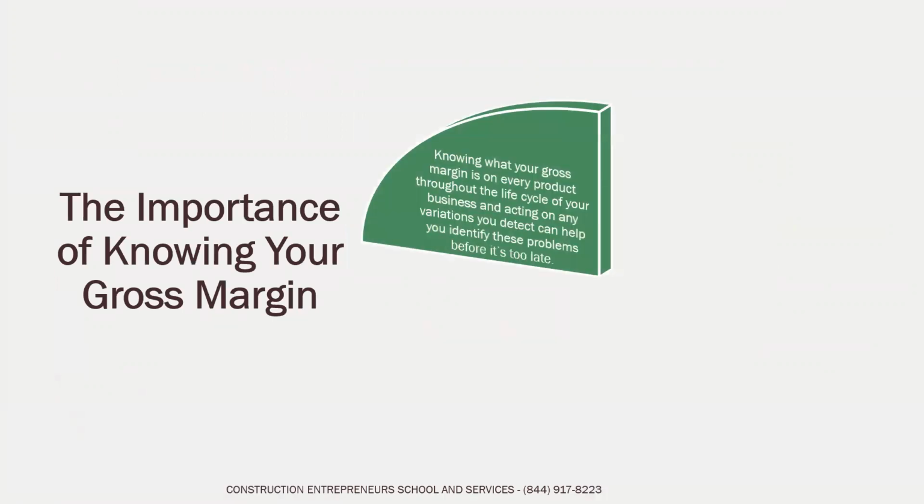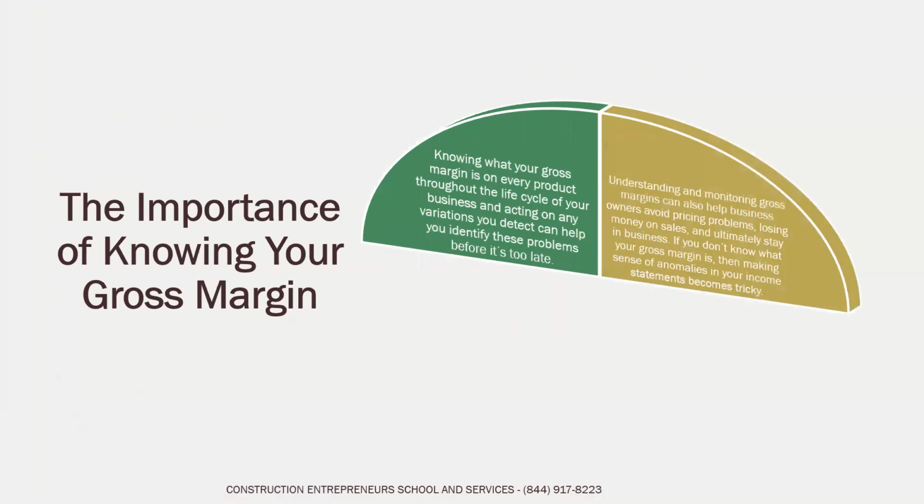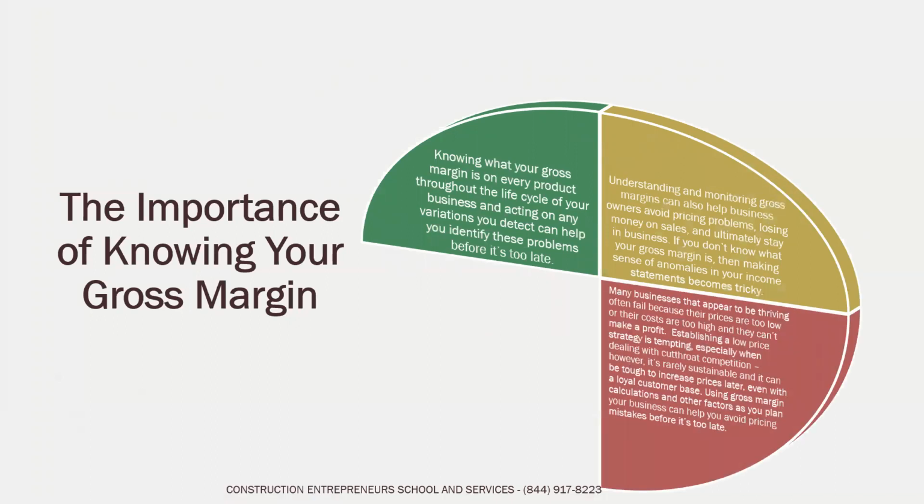Knowing what your gross margin is on every product throughout the life cycle of your business, and acting on any variations you detect, can help you identify problems before it's too late. Understanding and monitoring gross margins can help business owners avoid pricing problems, losing money on sales, and ultimately stay in business. If you don't know what your gross margin is, then you can't even know where the errors are happening on your income statement. You're going to fail on money issues in a lot of areas.